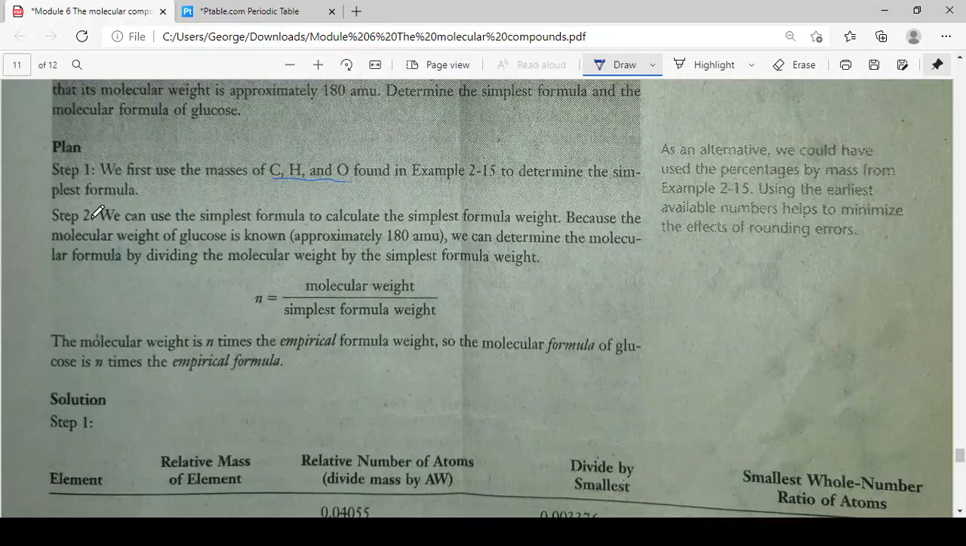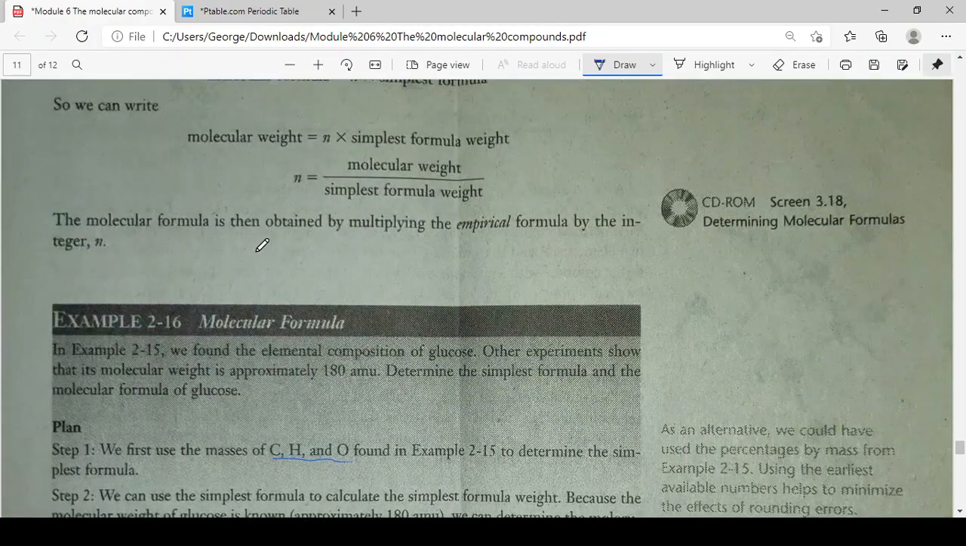And then determine the simplest formula. Step 2, we can use the simplest formula to calculate the simplest formula weight because the molecular weight of glucose is known, approximately 180 atomic mass units. We can determine the molecular formula by dividing the molecular weight by the simplest formula weight. So, let's first use the formula.